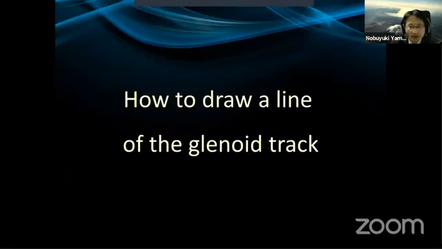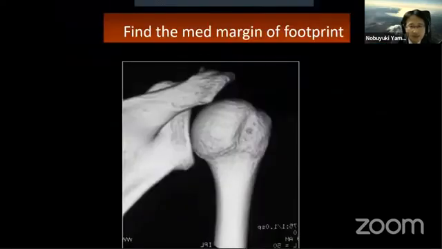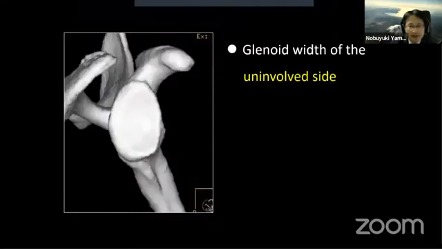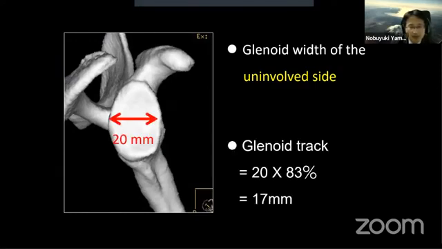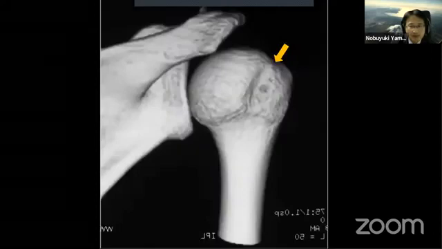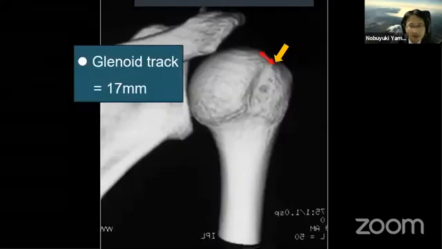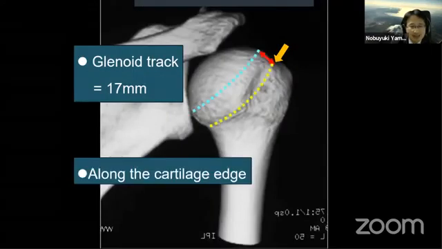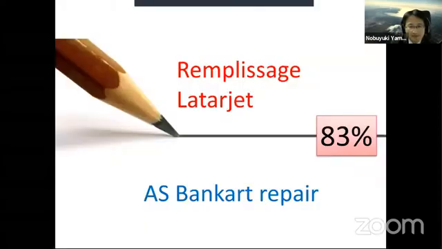So how should we draw a line of the glenoid track? First, we need to find the medial margin of the footprint. Then, the glenoid width of the uninvolved side should be measured. For example, in this shoulder, 20 millimeters. So we can calculate the glenoid track width, 20 times 83%, 17 millimeters. From the footprint, draw a line 17 millimeters along the cartilage edge. This Hill-Sachs lesion is located within the glenoid track, so it's safe. We don't worry about this. So we could draw a line between Latarjet and arthroscopic Bankart repair, 83%.